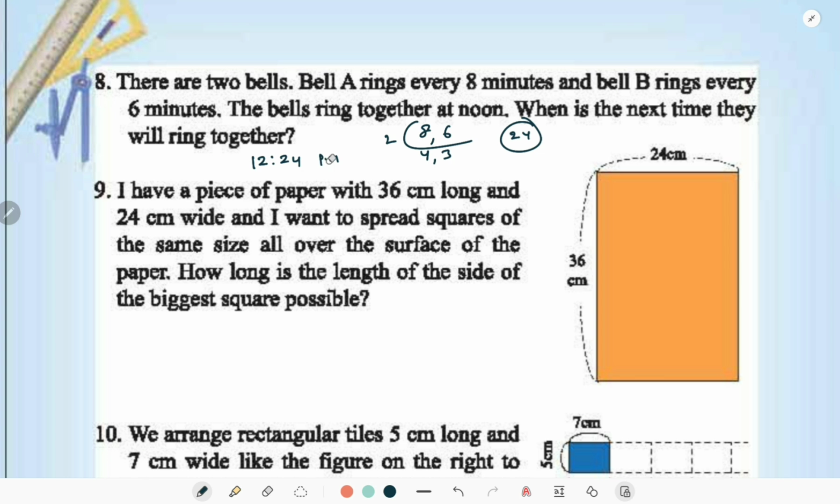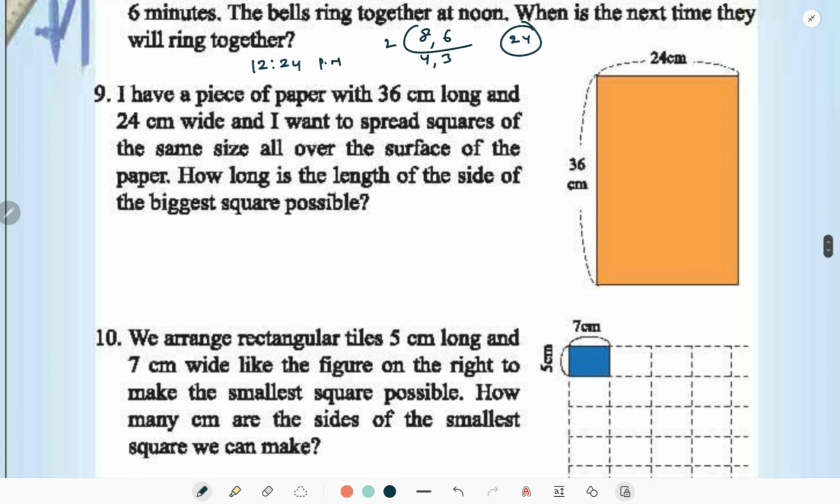Okay, I have a piece of paper 36 cm long and 24 cm wide, and I want to spread squares of the same size all over the surface of the paper. How long is the side of the biggest square possible? This is an HCF problem, highest common factor.